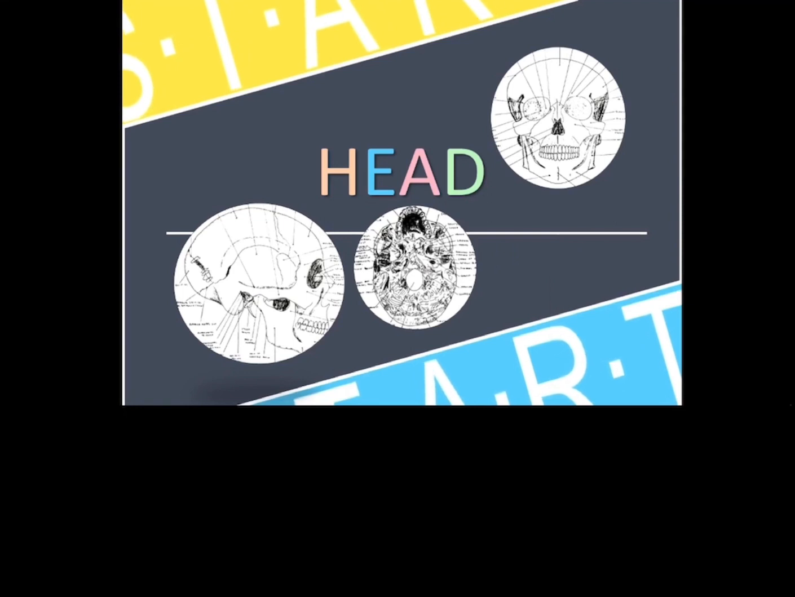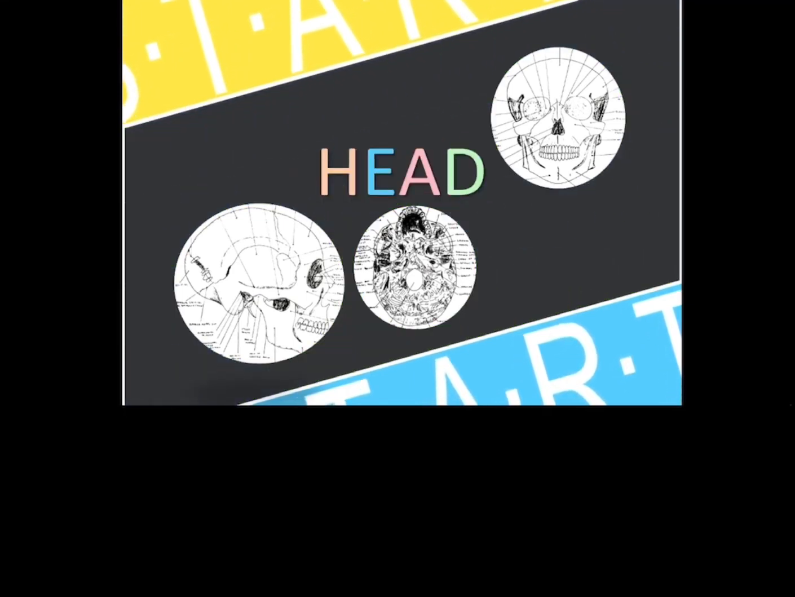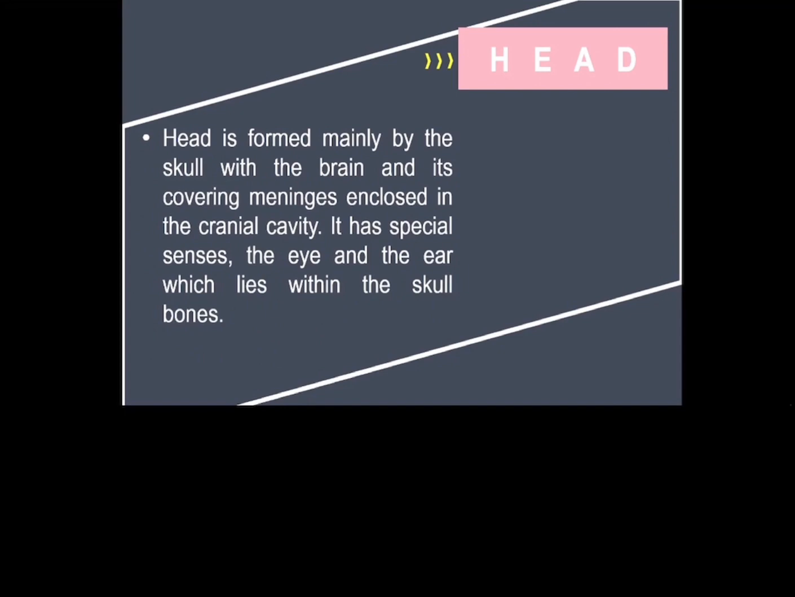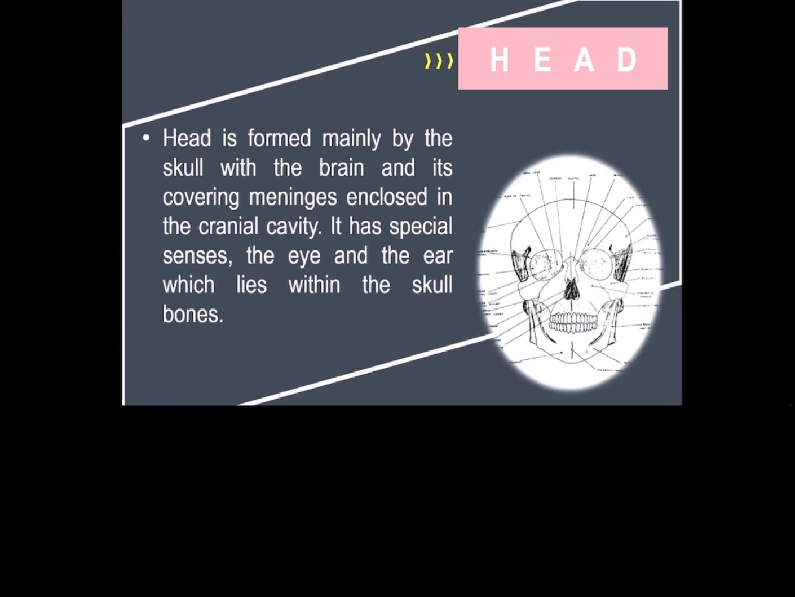Do you know what is the head and its formation? The head is formed mainly by the skull with the brain and its covering meninges enclosed in the cranial cavity. It has special senses, the eye and the ear, which lie within the skull bones. Here is a simple presentation of the skull. Looks familiar, doesn't it? As this is what we usually see in movies.